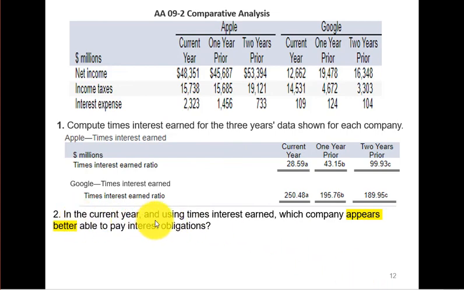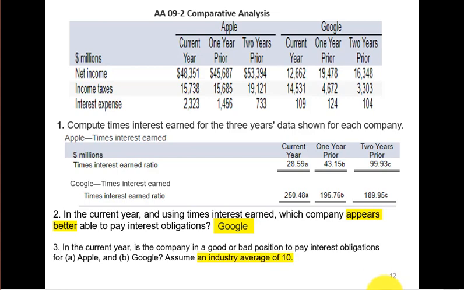So in the current year, using times interest earned, which company appears to be doing better? Well, in the current year, it looks like Google's doing way better. Their ability to pay off the interest on their loan is 250 times versus 28 times, so not even a contest there. And then, in the current year, is the company in a good or bad position to pay interest obligations for Apple and Google, assuming industry average is 10? Well, they're both beating the pants off of 10. 10 is nothing compared to what they're doing, so they're all good.